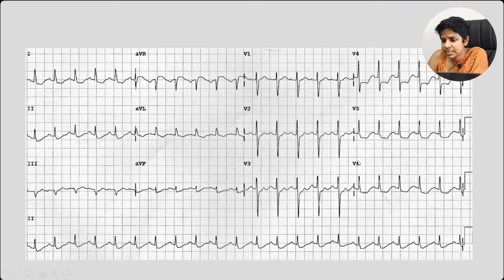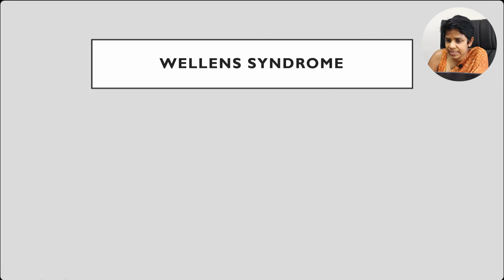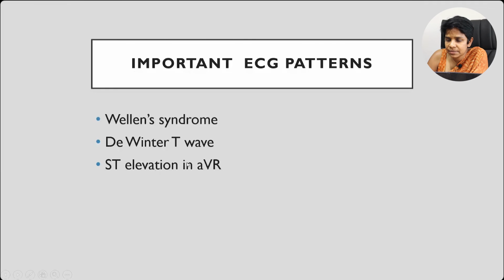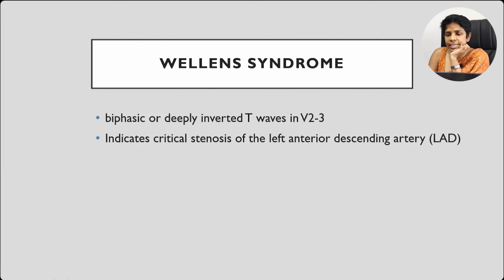You can see that there are ST depressions in V4 to V6 and L1, aVL, and some T inversions in lateral leads. And I want to highlight 3 ECG patterns that you will detect. These are very important because they significantly show significant coronary artery disease. One is Wellens' syndrome. The other one is the de Winter T wave pattern. The other one is ST elevation in aVR. In Wellens' syndrome, you get T inversions in V2 to V3 leads.